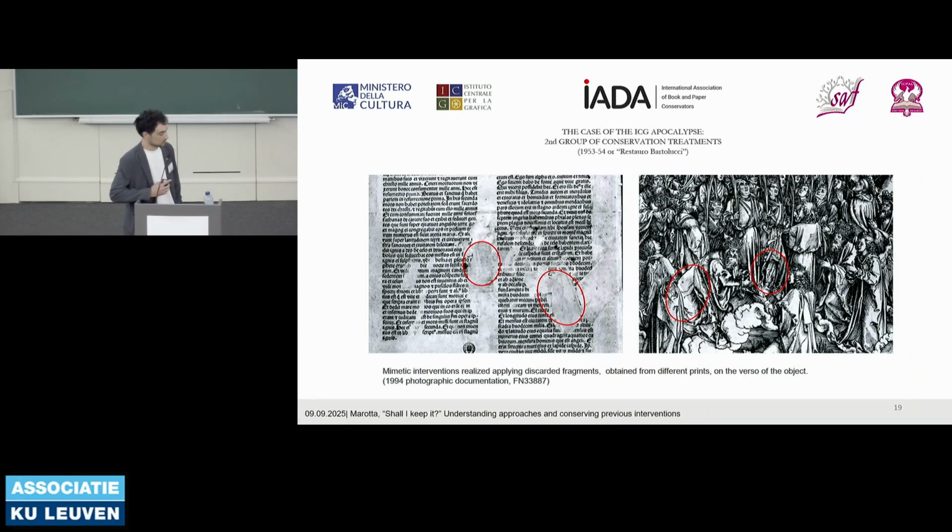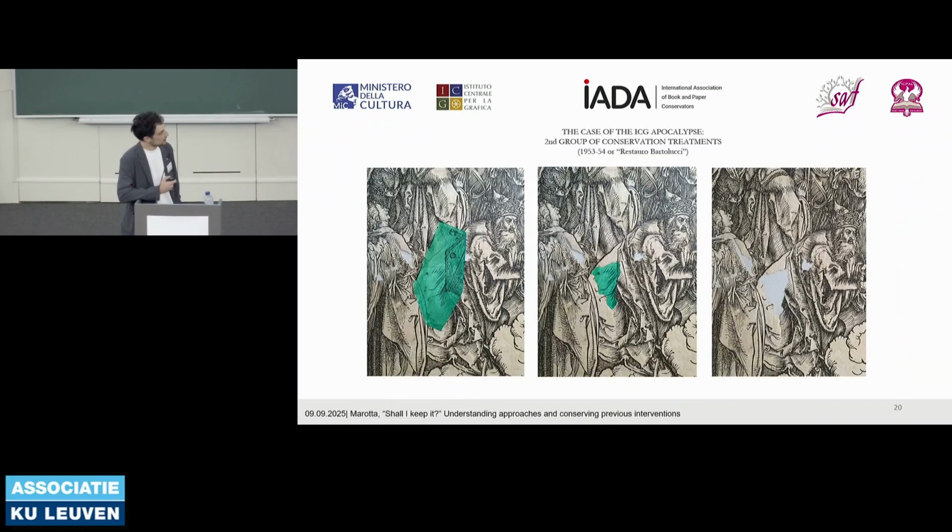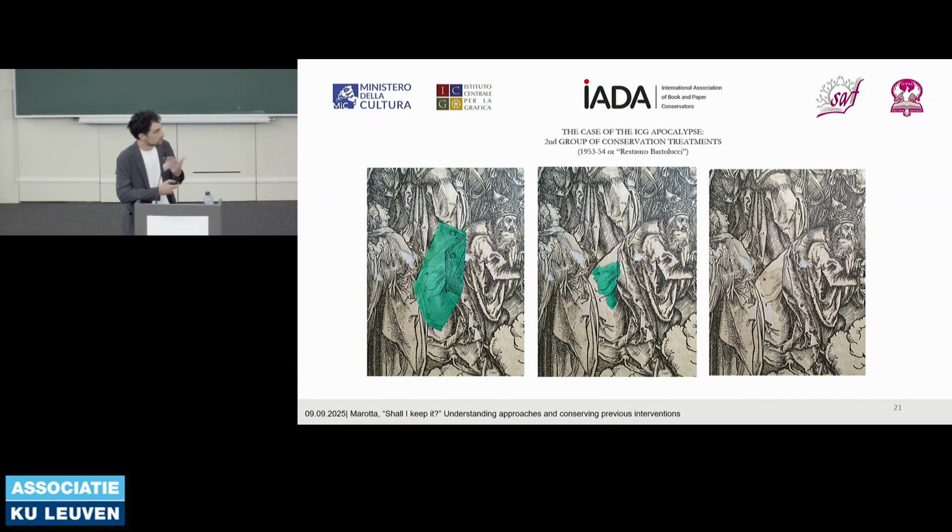You can see here in more detail this type of intervention. It's a very peculiar one, but I was still missing a piece. You can see here how, for instance, this fragment showing the roof of a house is used to mimetically infill a vest of one of the figures.